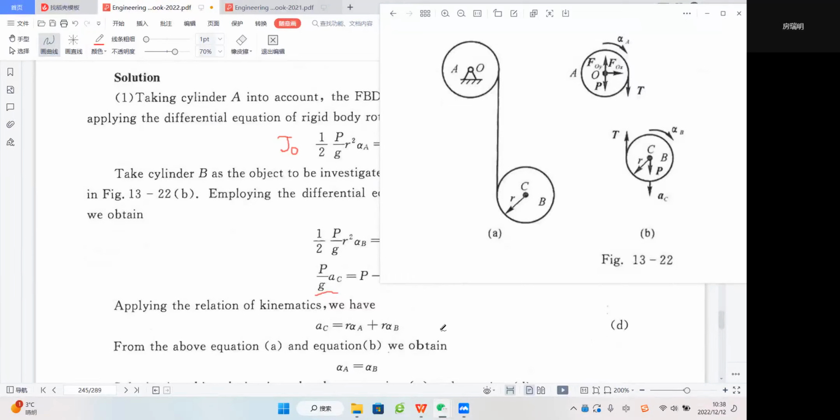So I think we can try to understand this relation from two methods. The first one is motion superposition, the principle of superposition of motion. I think I have mentioned this principle many times. Because we know this cylinder B is in plane motion. It will have a translational motion component plus a rotational motion component simultaneously, right?